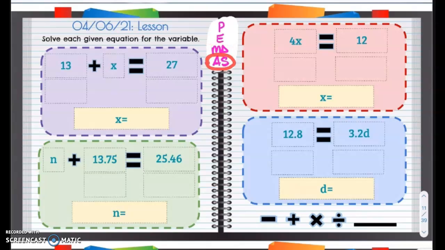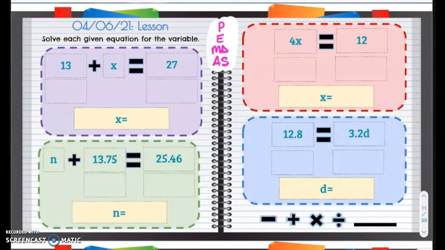Opposites are called the reciprocals, the opposite, the reciprocal. So the reciprocal, or the opposite of multiplication is division. Same thing with division is multiplication. Same thing with addition and subtraction. They're opposites of each other. So if we take a look over here, we have 13 plus x equals 27. Yes, we can say, okay, well, 13 plus 14, 15, 16, we can count, but there is an easier way.